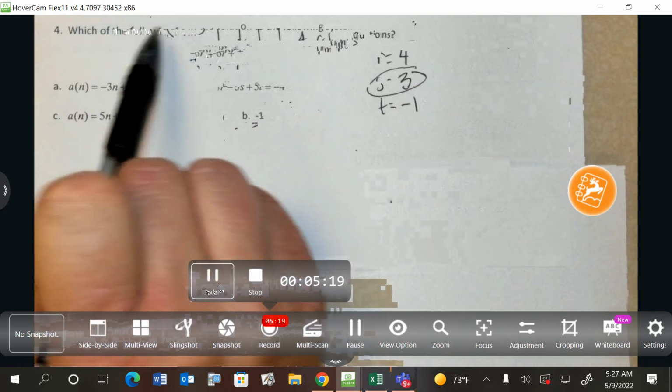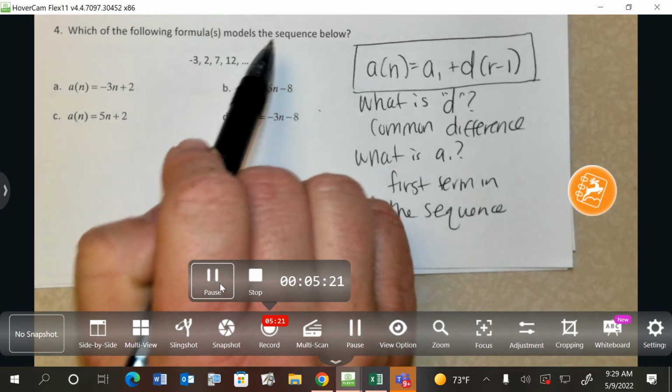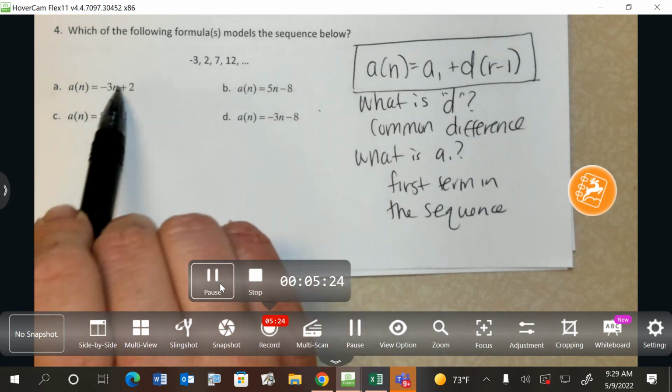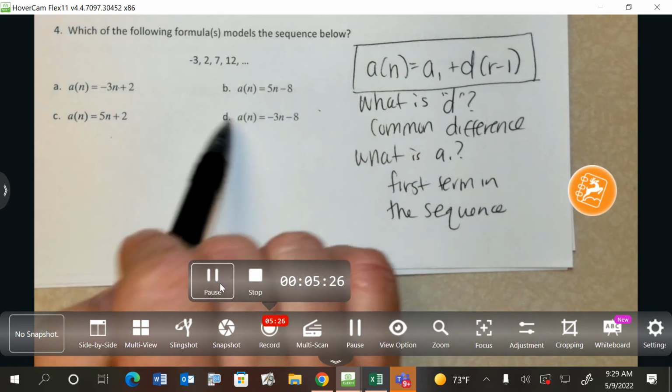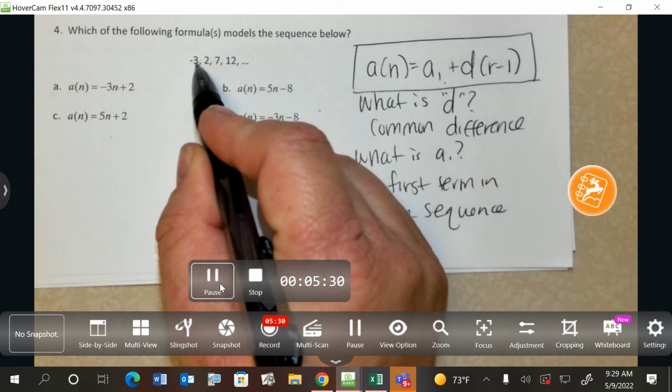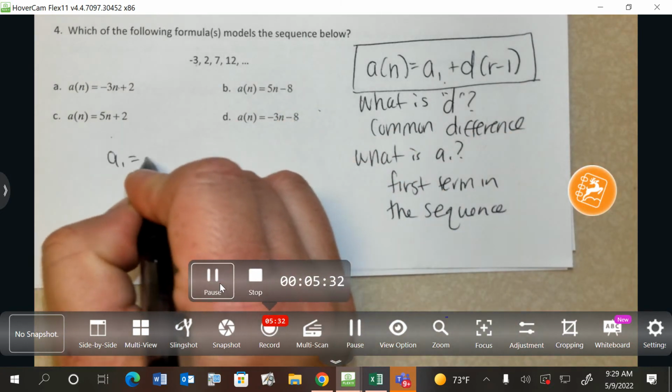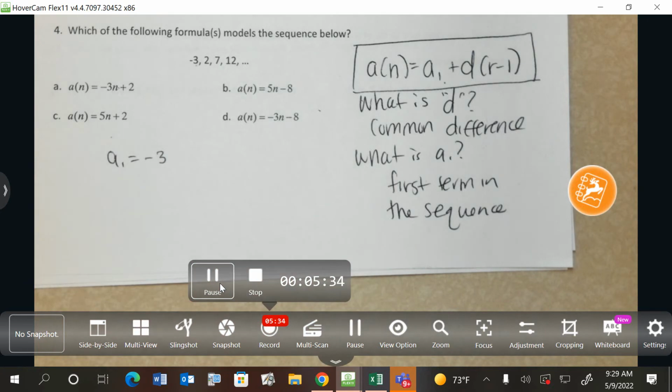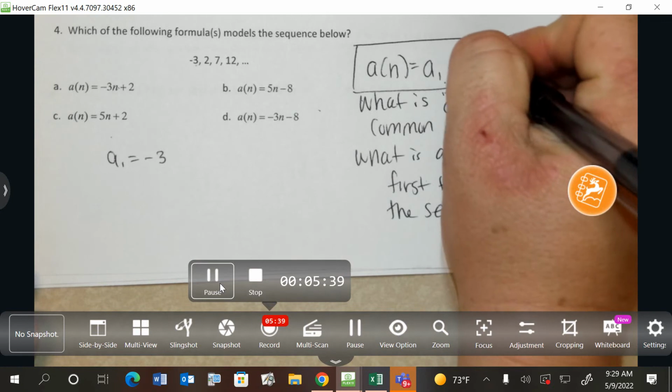All right, so which of the following formulas are going to model this sequence? So we know we're going to have one answer, okay? When you see a sub 1, it means the first number. So the first number is -3. Everybody write that down. The common difference, this should have been an n, sorry.